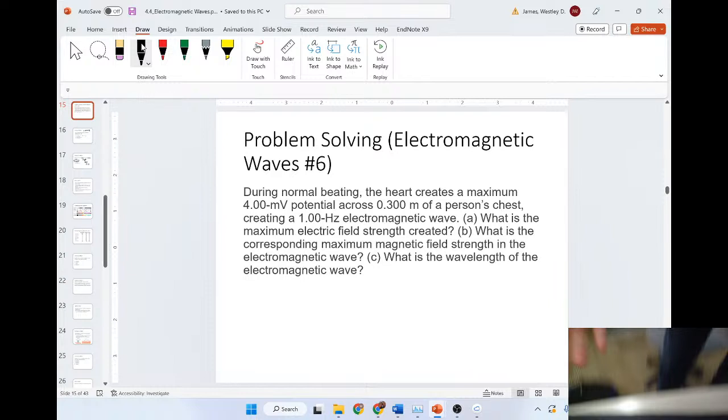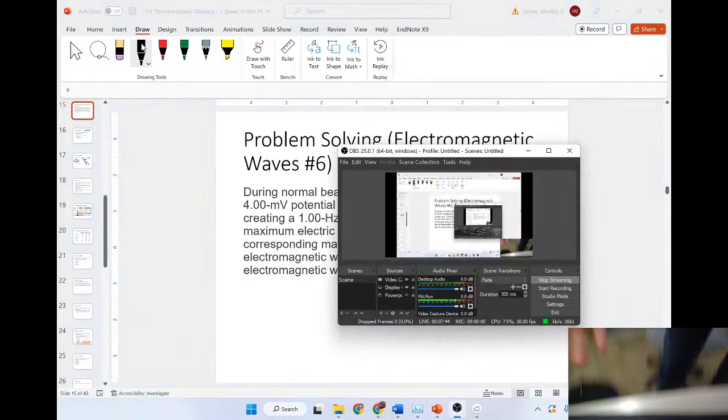I did a lot of Googling on this problem, so I grabbed this from the OpenStax book because I thought it was kind of fun. You can't really measure this. Whenever you talk about measuring frequencies, it is not using this wave. This wave is very weak. So anyway, that's just to toss that out there. What is the maximum electric field created? What is the corresponding maximum magnetic field strength in the electromagnetic wave? And what is the wavelength of that wave?